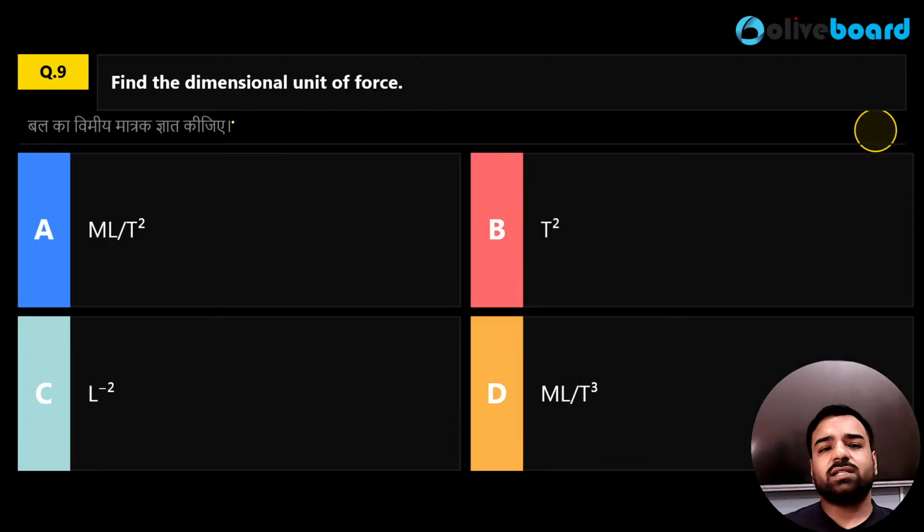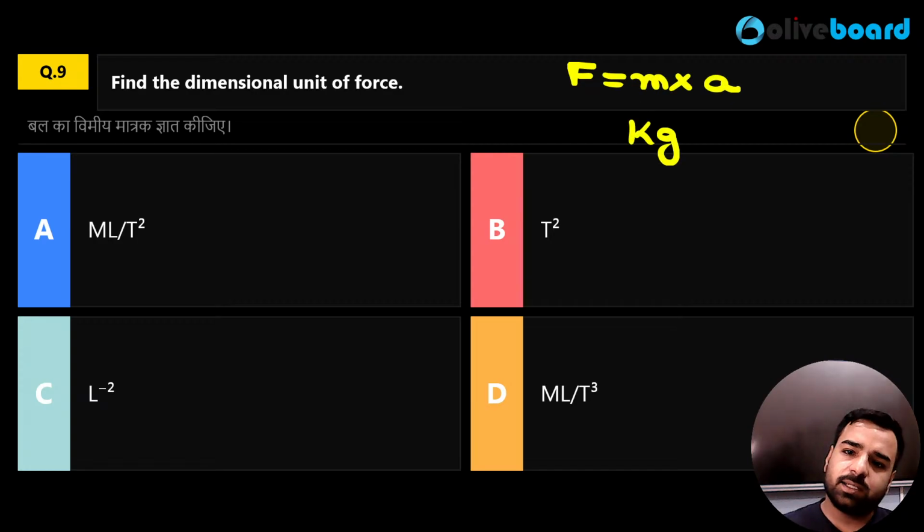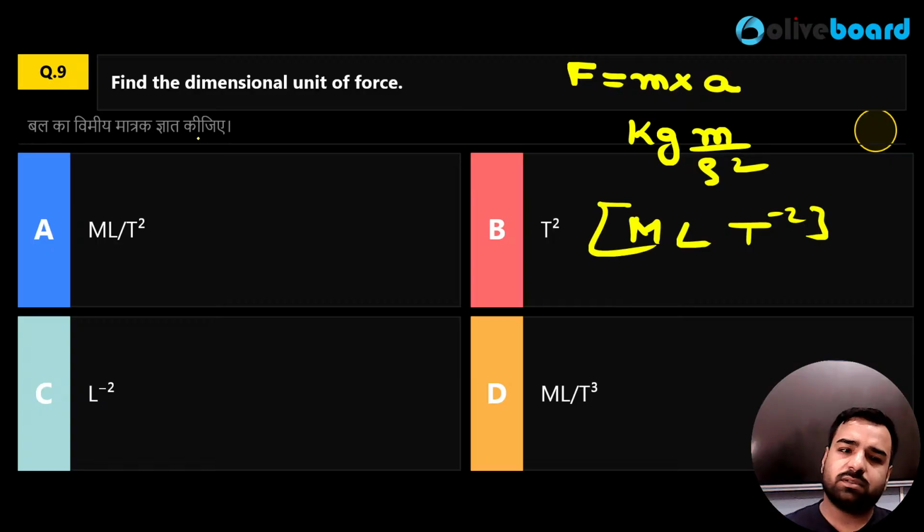Next, what is the dimensional unit of force? So for force, we had the formula that is mass into acceleration, right? So it's kg meter per second square. So mass, length, and time to the power minus 2. So here option number A is the answer.